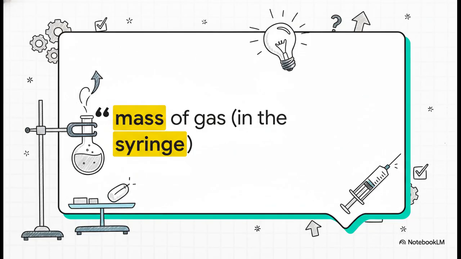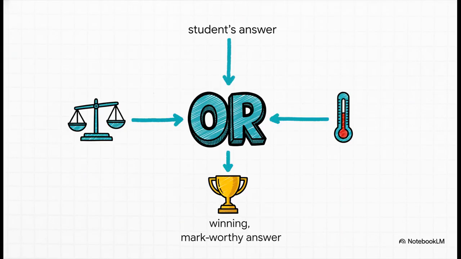So this is the first of two possible correct answers that would get you the full mark. A nice, clear, specific statement about what you have to keep constant during the experiment. And this just shows you the incredible power of the word or. The mark scheme is basically shouting at us, you don't need to write both.